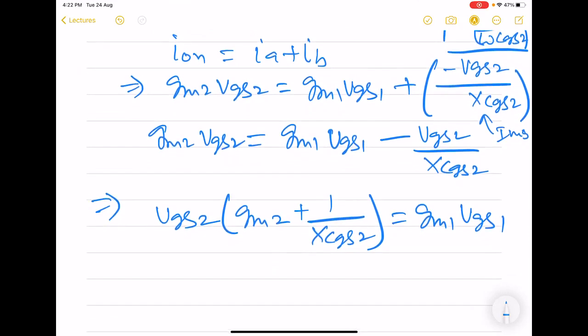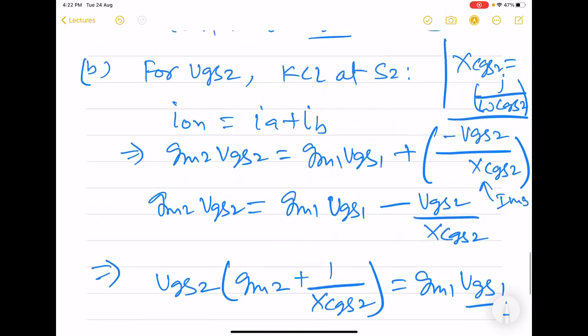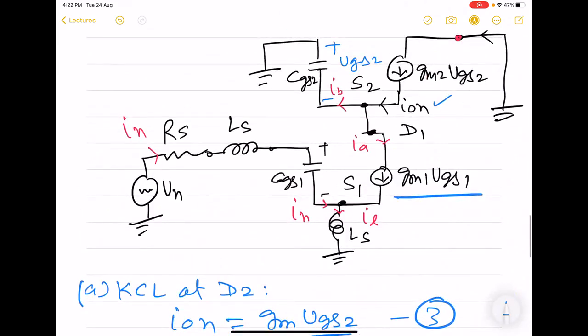So here we now have VGS2 in terms of VGS1. So we'll now have to set up the equation for finding VGS1. So VGS1 we can see is this voltage, which is arising because of IN flowing through XCGS.